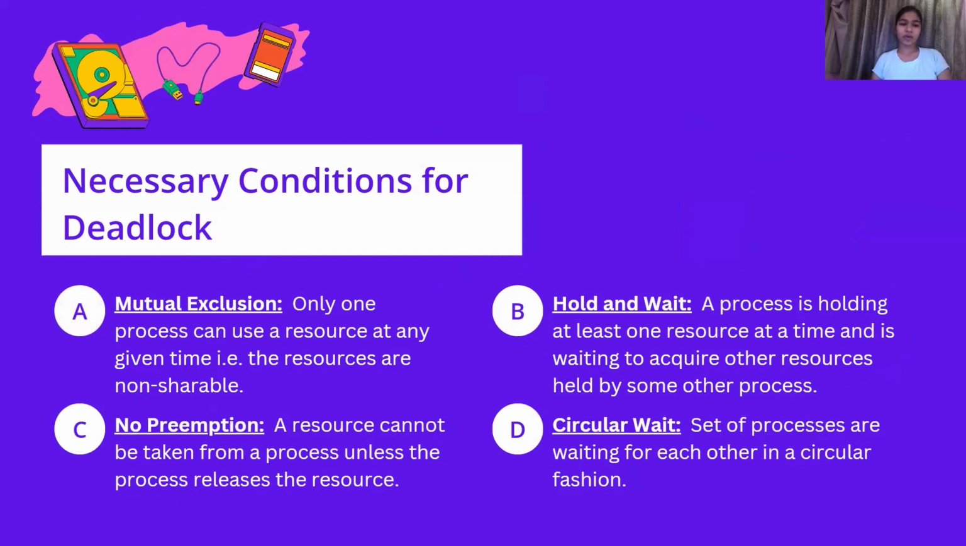First, mutual exclusion. Only one process can use a resource at any given time, such that the resources are non-shareable. Second, hold and wait. A process is holding at least one resource at a time and is waiting to acquire other resources held by some other processes. Third, no preemption. A resource cannot be taken from a process unless the process releases the resource. And the last one, circular wait. A set of processes are waiting for each other in a circular fashion.